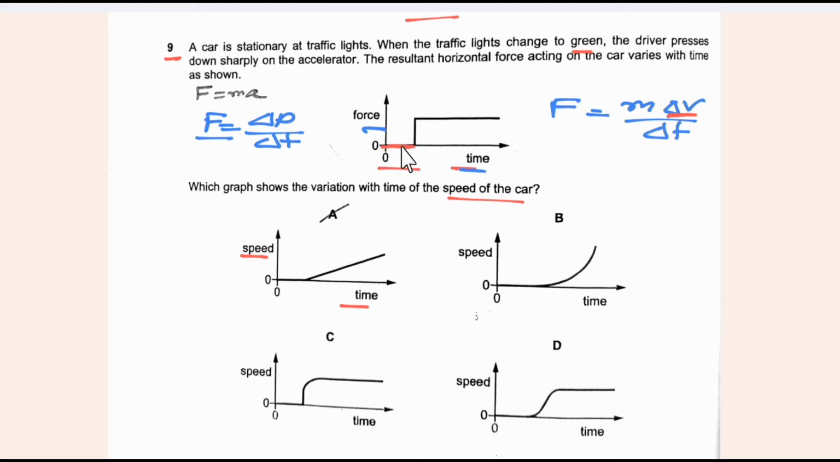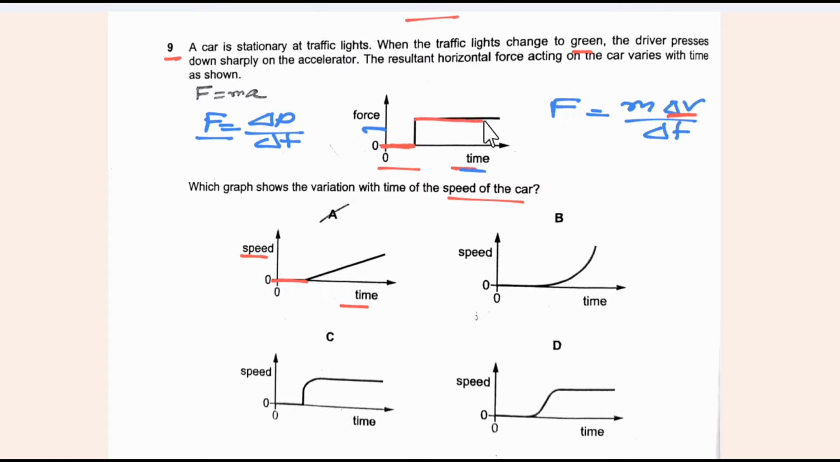So initially in this area, we can see that force is 0. So force is 0, that means here we can see that the velocity is also 0. Because as force is 0, the change in momentum is 0. Since the change in momentum is 0, the velocity is 0. So initially the velocity is 0 or the speed is 0.